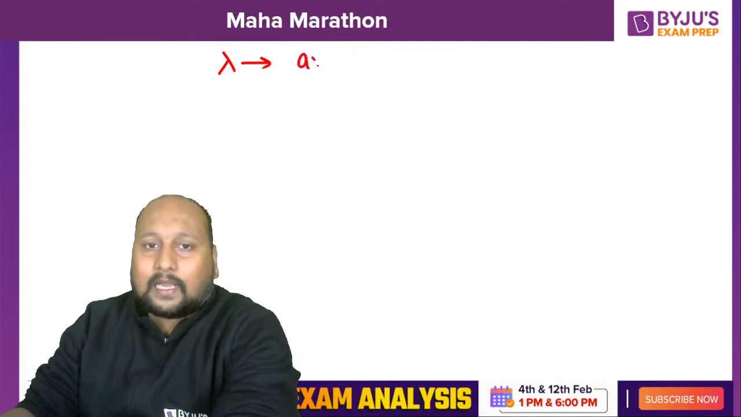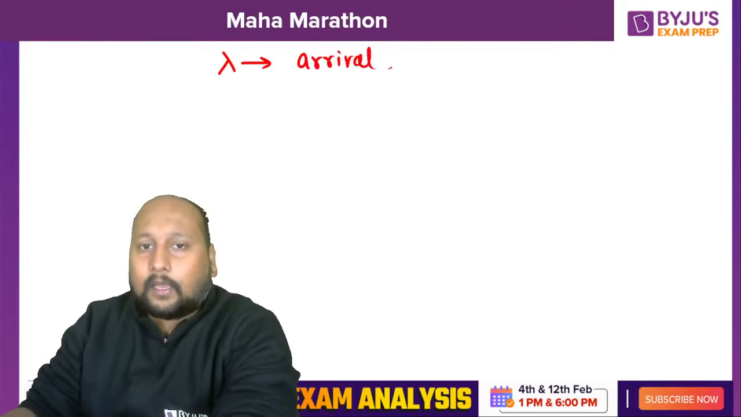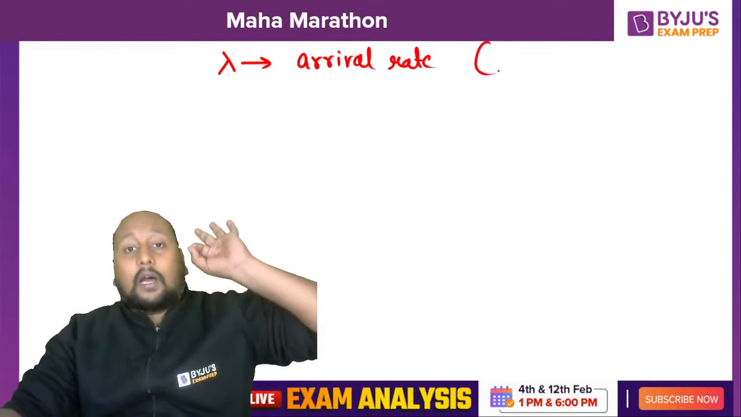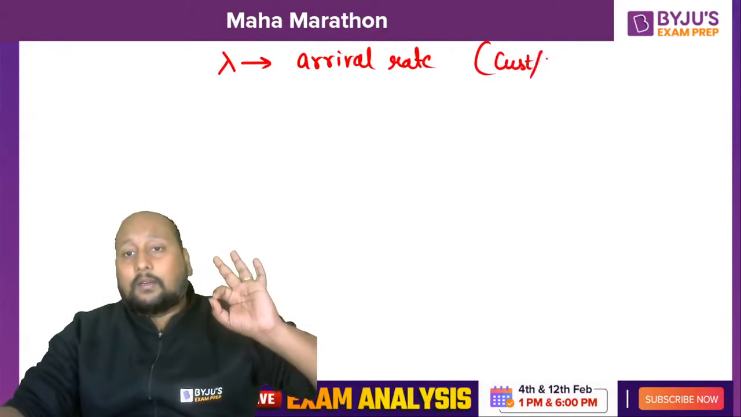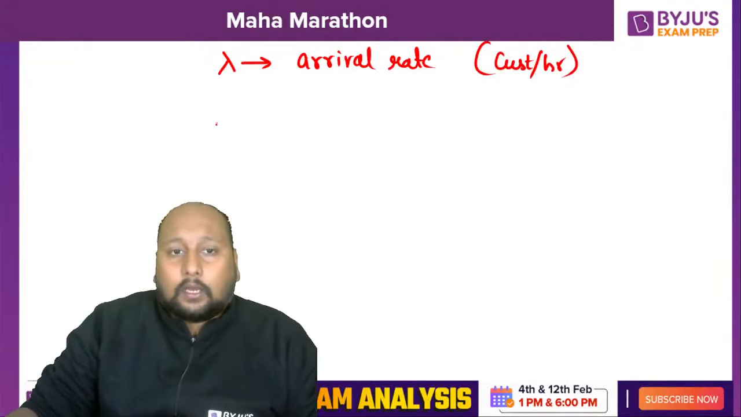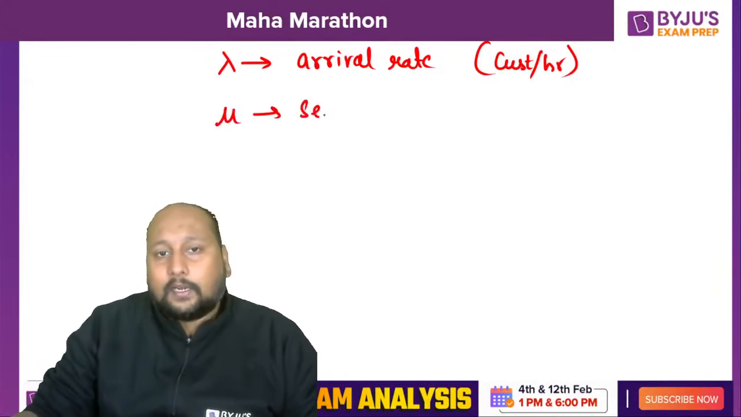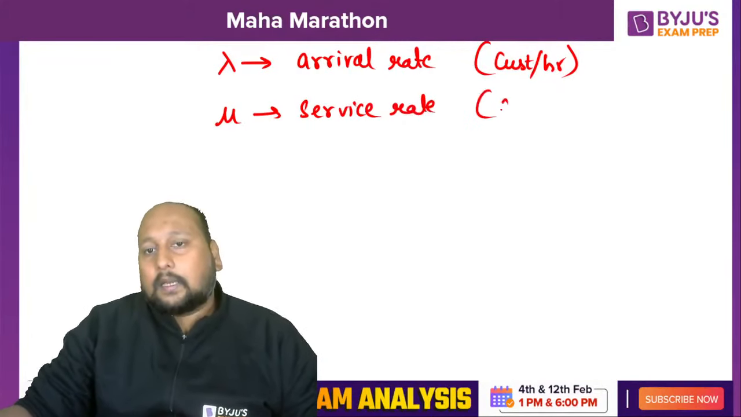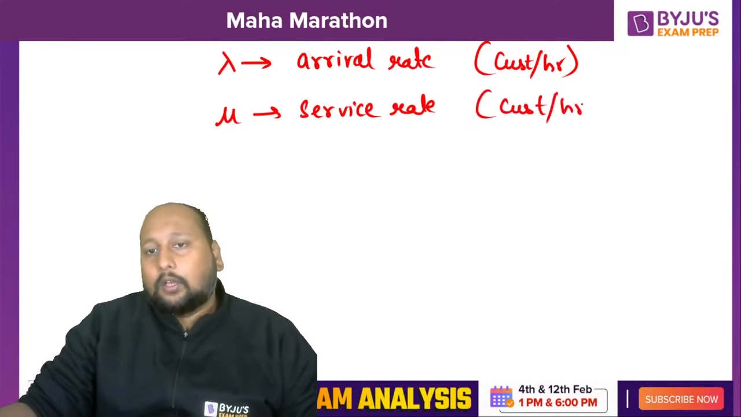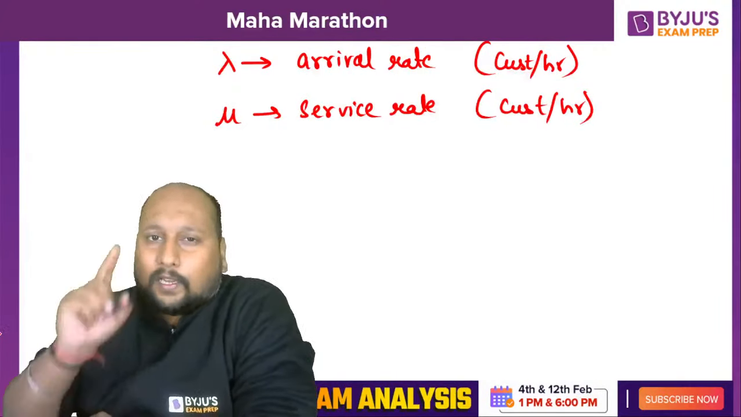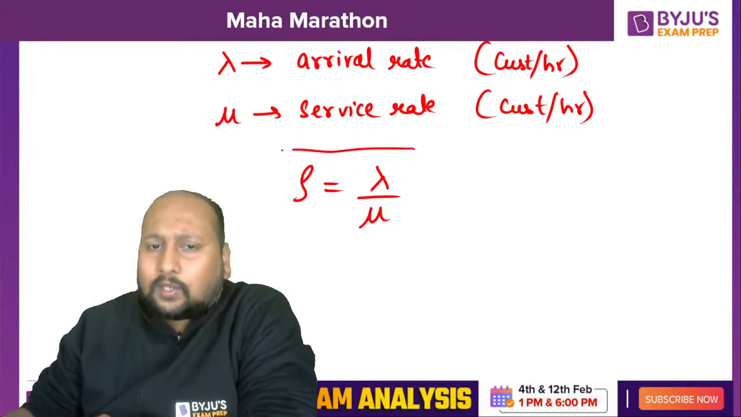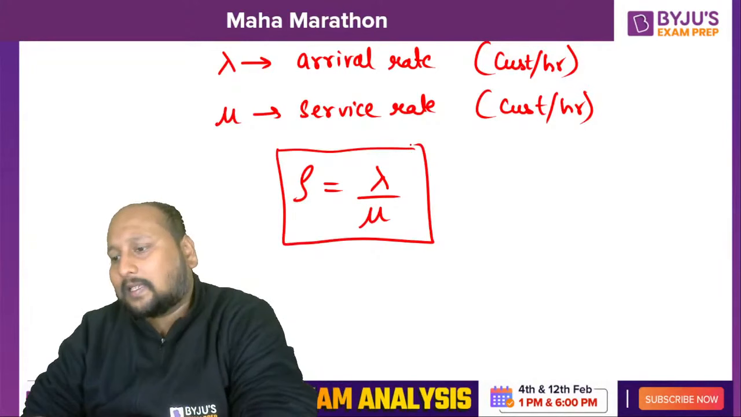Now let us talk about some terminology that we'll be using. Lambda is what we call the arrival rate. Always try to understand the units: it is customers per hour. Mu is the service rate, also customers per hour. Here I am introducing a very important term, the utilization factor, denoted as rho. It is equal to the ratio lambda by mu, and this is always less than 1.